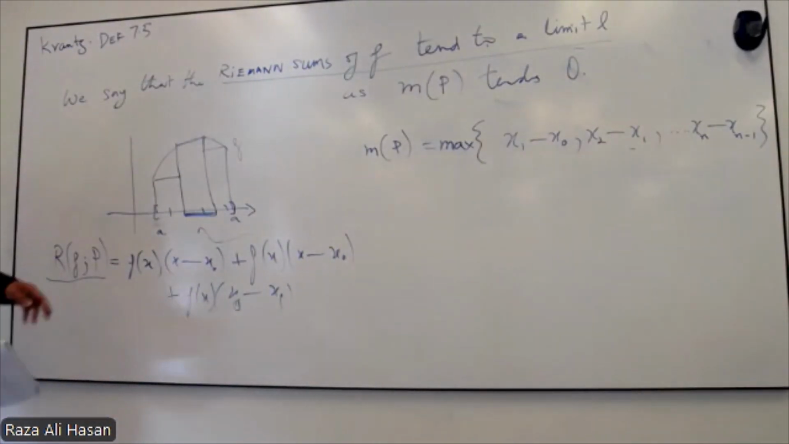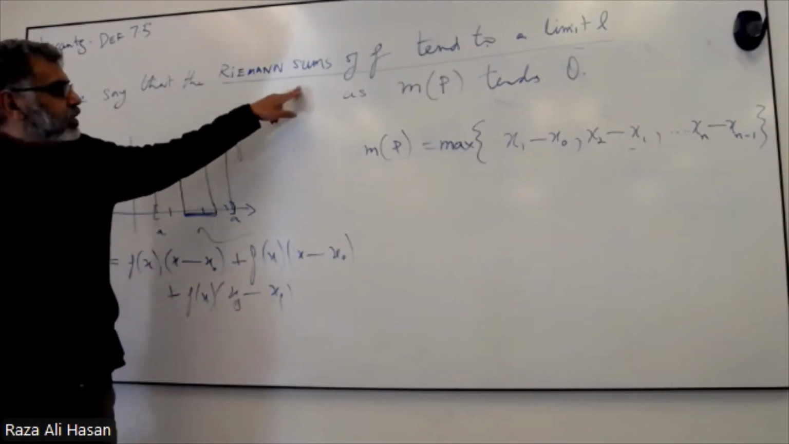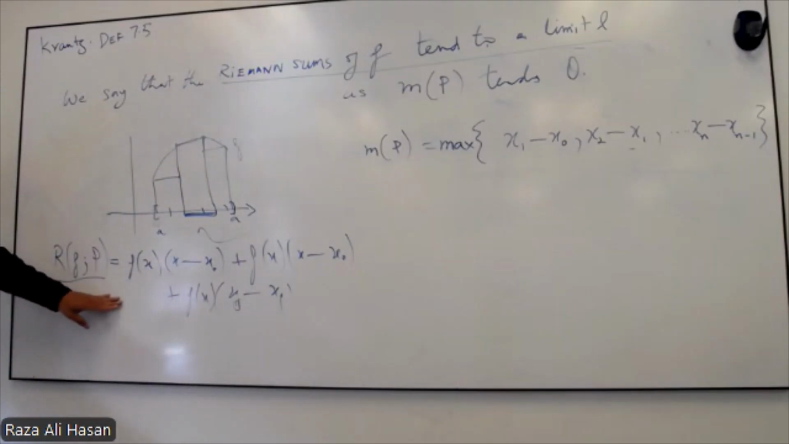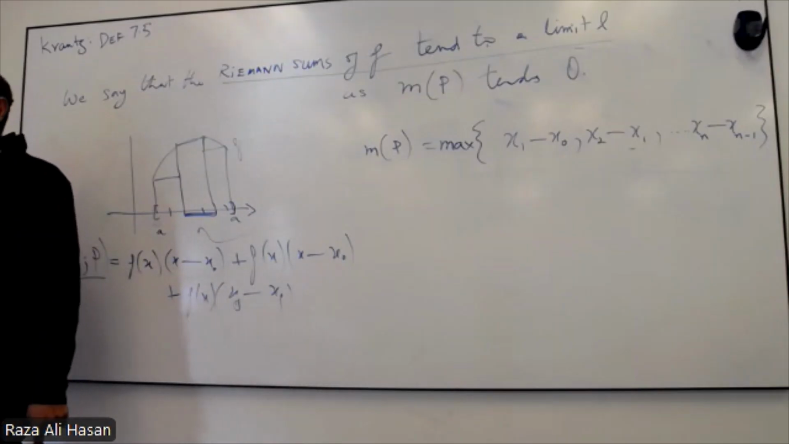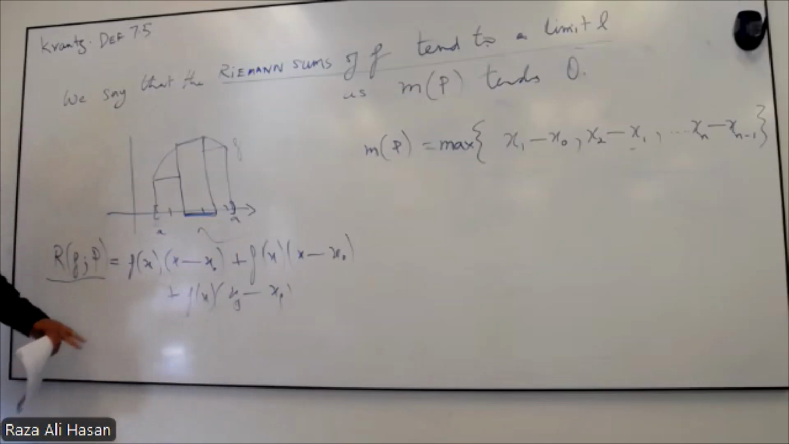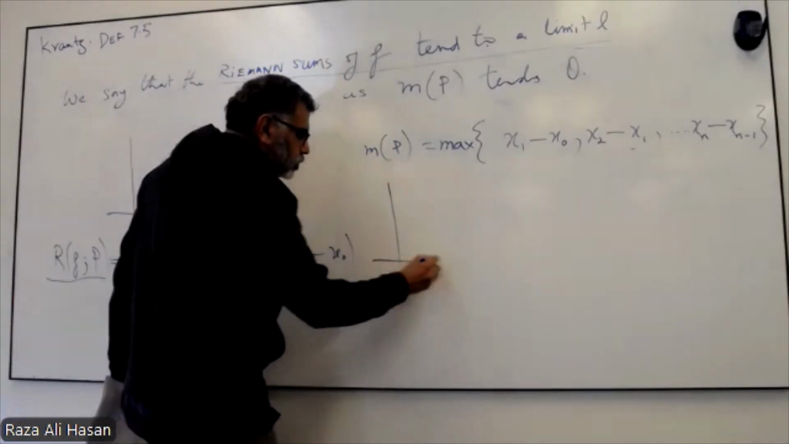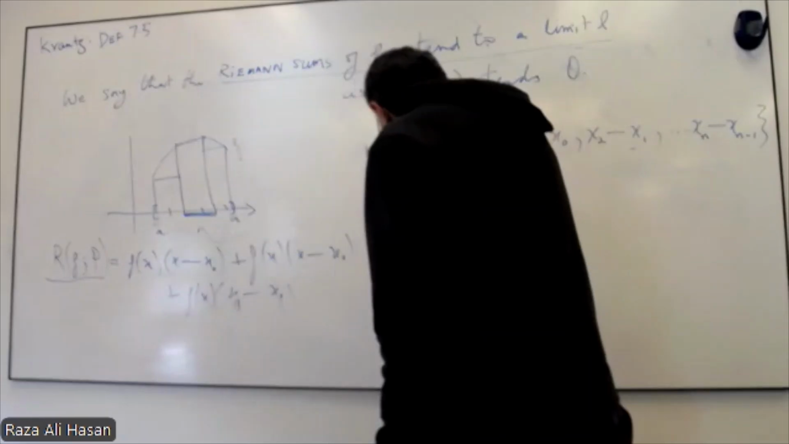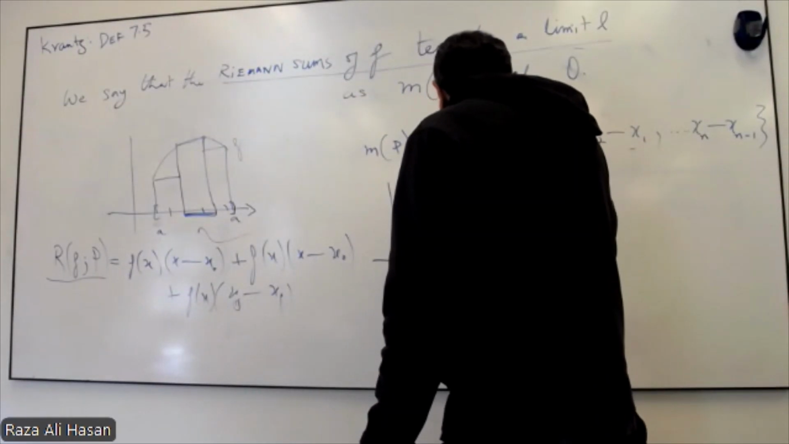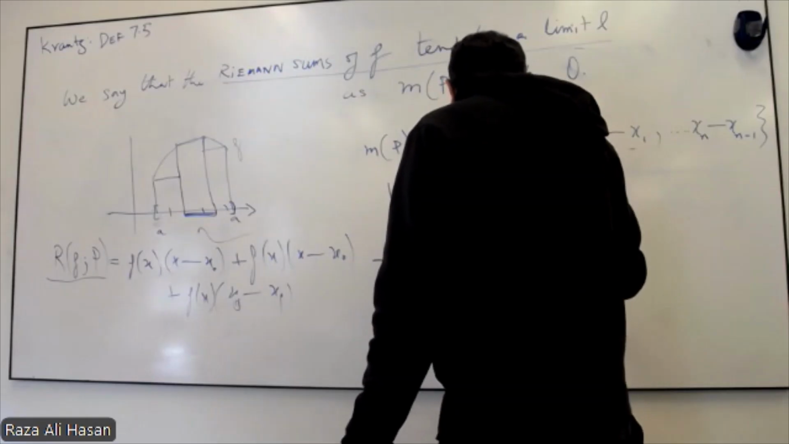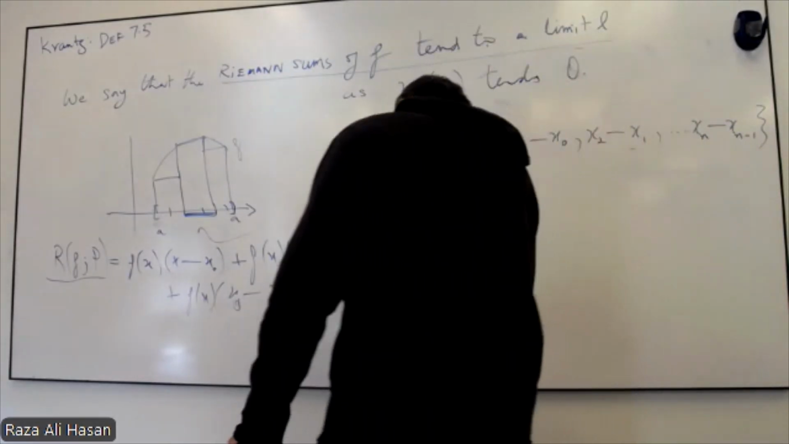All right, so let's go back. We say that the Riemann sums, this is a sum. How many Riemann sums are there? Right now, this is one sum. Is that true? Yes. This is one sum. Let me give you another sum. And this is our second Riemann sum.